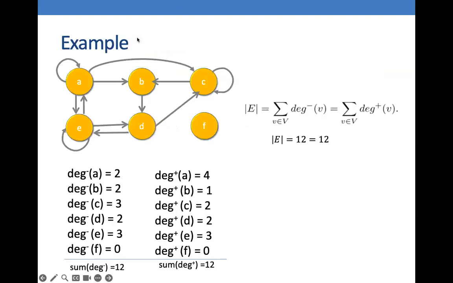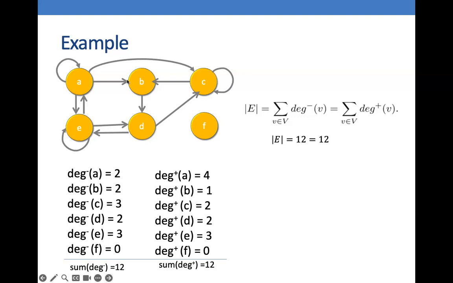Now, let's go back to this example. Let us try to prove this theorem with an example. And we have already determined here the in degrees and the out degrees of each vertex, so I don't have to explain it all over again. Okay, so if we sum up all the in degrees of all the vertices and all the out degrees of all the vertices, we can see that they are equal. Okay, they are both equal to 12.